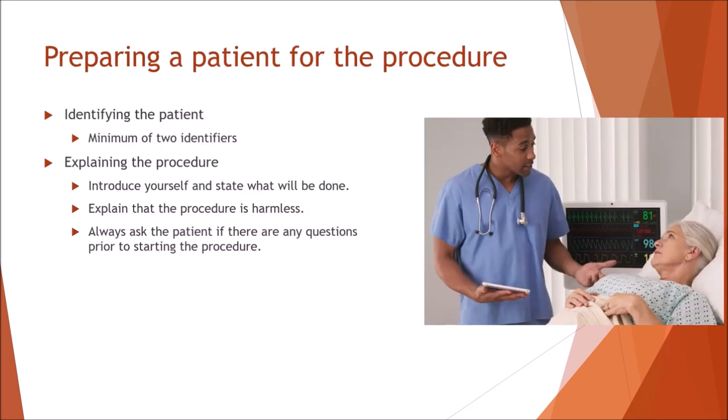Okay, so when you're going to do the procedure on a patient, it's really important that you use two identifiers. What does that mean? Well, the most common ones are going to be name and date of birth. It's really important that you ask the patient, what is your name? And not confirm, if that makes any sense. So you want to say, could you please tell me your name? As opposed to saying, is your name John Smith? That's just proper technique.